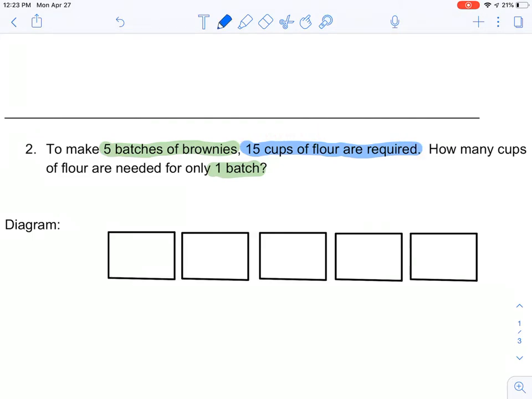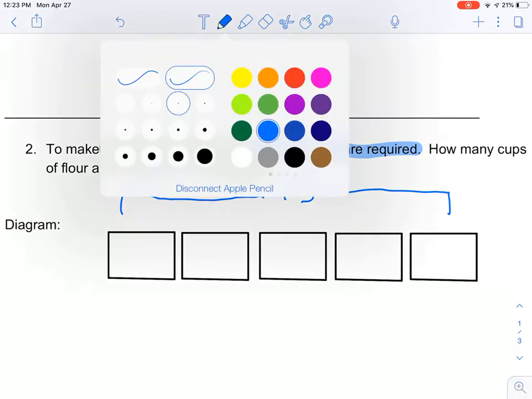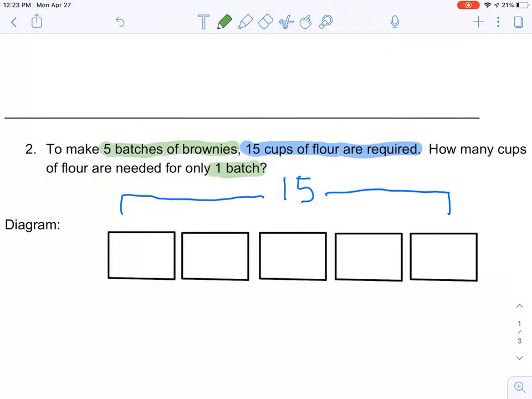Okay, so let's go ahead and make our 15 cups right here. That way we will understand that our 15 cups are going to be divided equally amongst these 5 batches. Now, what are we trying to determine? Well, we're trying to determine how much is in only 1 batch. So let's put our 1 batch here, so we can figure out how much is in each one. For all of these questions, I want you to create a diagram similar to this. It's going to help you organize your thinking.